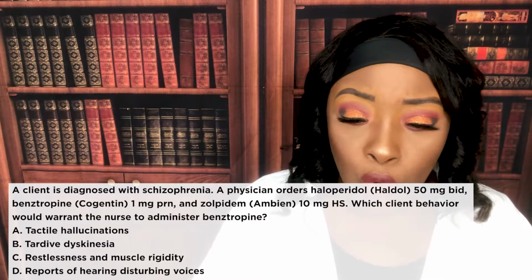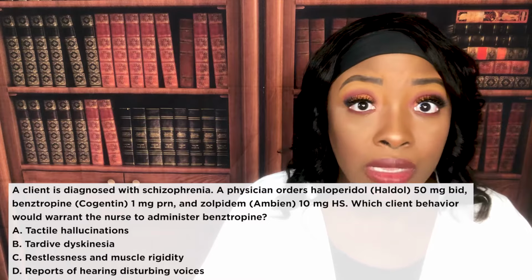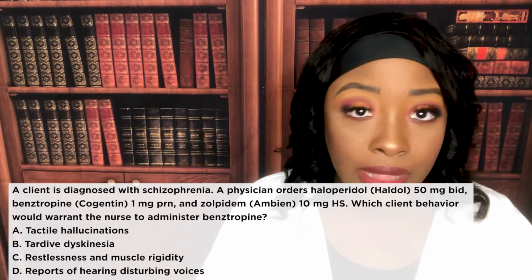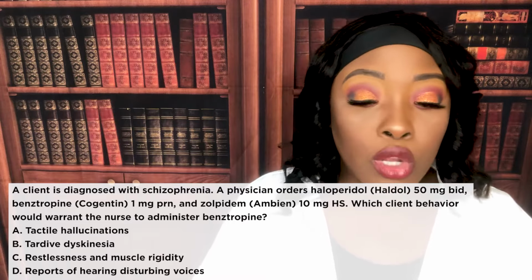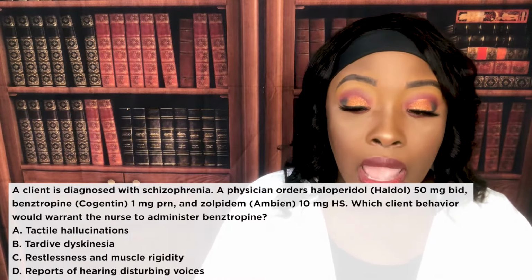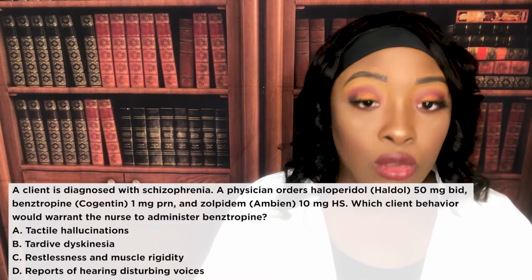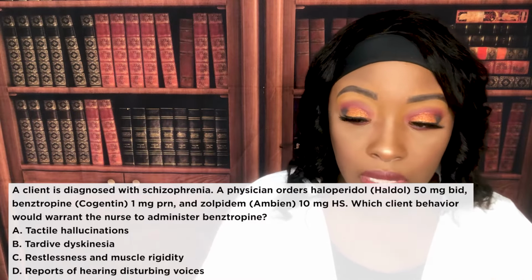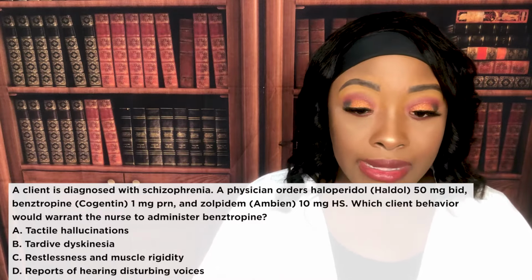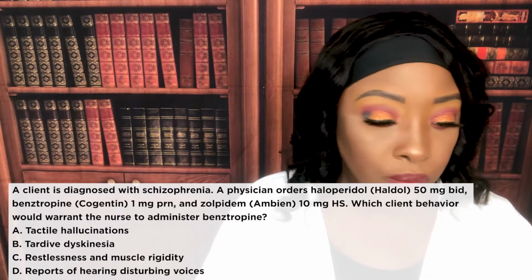If patients have been taking antipsychotics for a very long time, they can end up having tardive dyskinesia. Choice D, reports of hearing disturbing voices. That's, again, a hallucination, so they would need what? An antipsychotic such as Haldol. So the correct answer is restlessness and rigidity. That's choice C, because of what? That anticholinergic drug, the Cogentin. That actually helps with those types of extrapyramidal symptoms that the patient would be exhibiting.